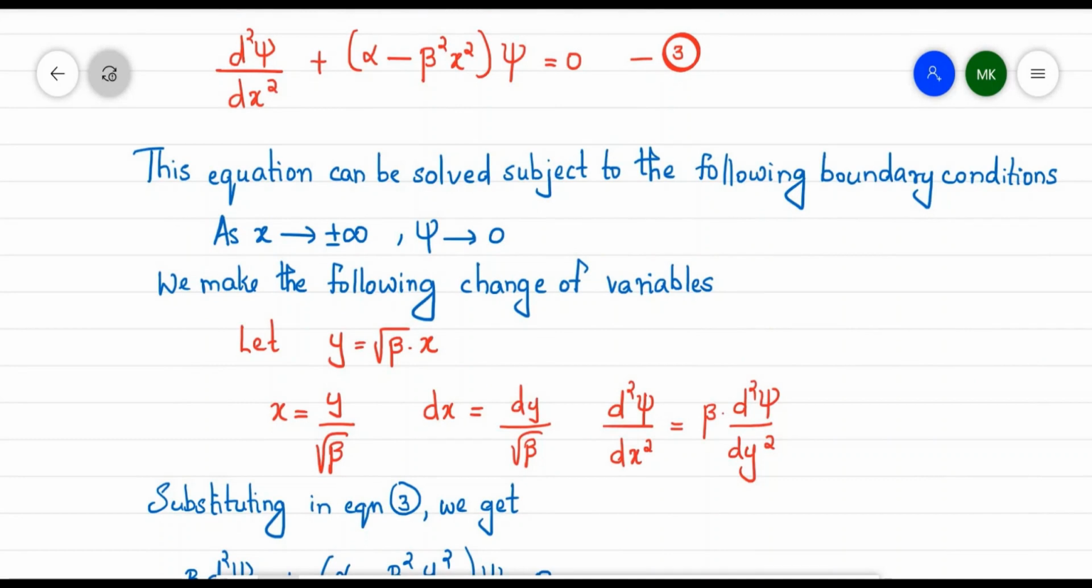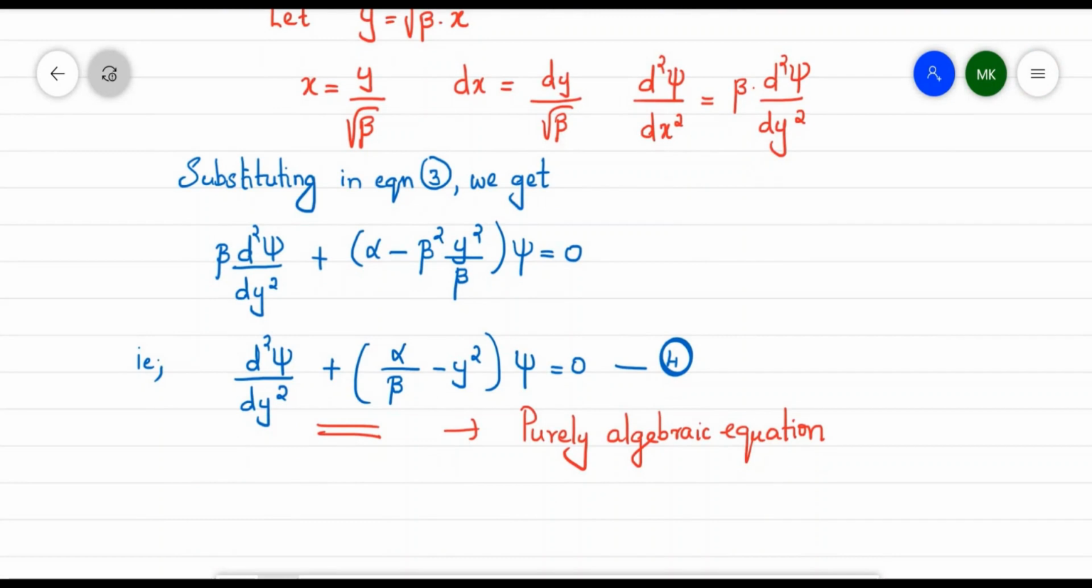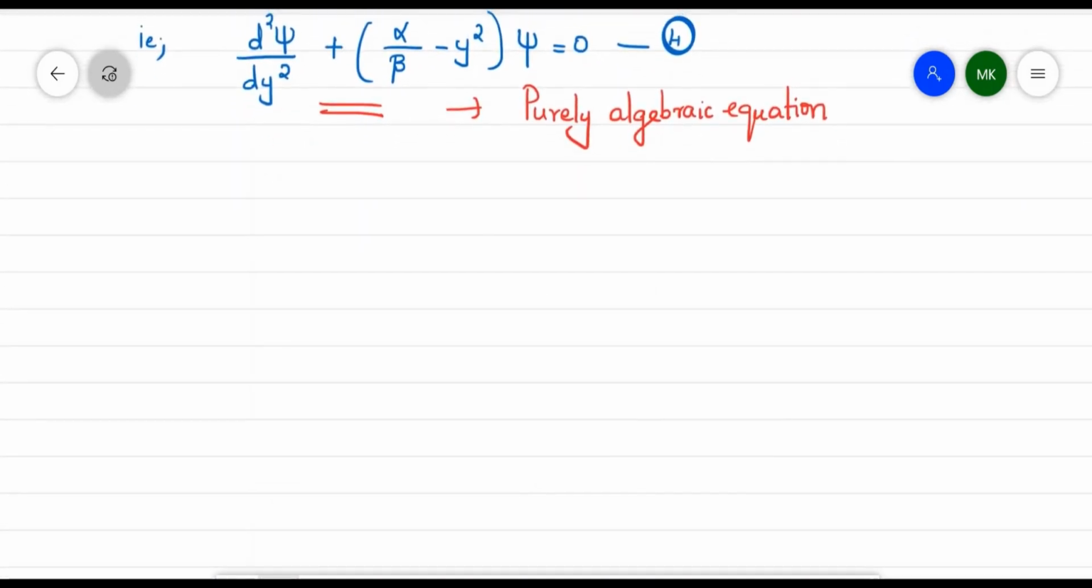And we make a change of variable from x to y, that is y equals root beta into x. So x equals y by root beta, dx equals dy by root beta, and d square xi by dx square will be equal to beta into d square xi by dy square. Now substituting these values in equation 3, we get beta into d square xi by dy square plus alpha minus beta square into y square by beta into xi equals 0. If we divide these terms by beta, then we get d square xi by dy square plus alpha by beta minus y square into xi equals 0, which is an algebraic equation. Now we have to find a solution for this equation.